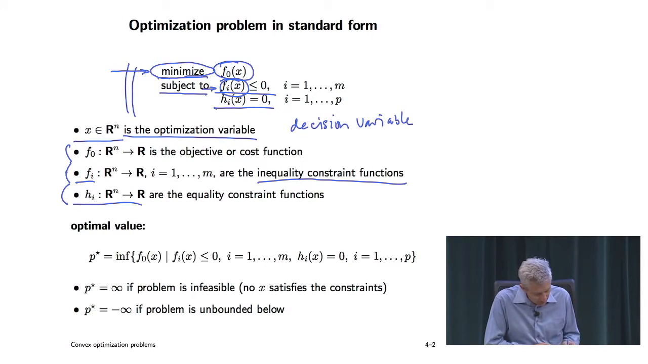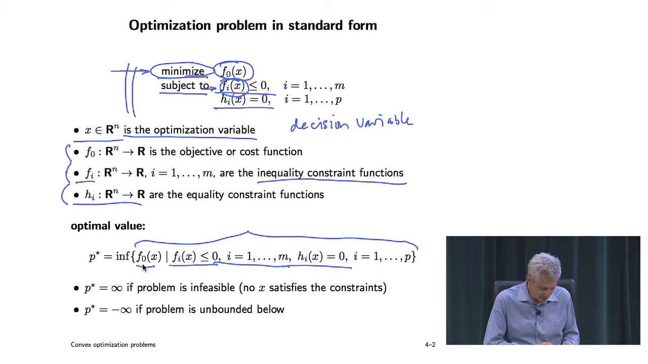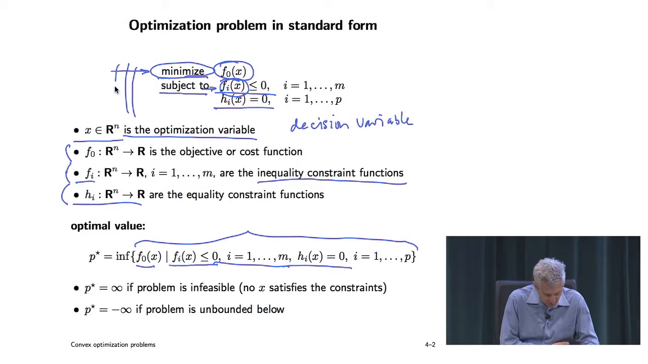Okay. Now, the set of x for which fi of x is less than or equal to 0 for all of them, and for which hi of x is equal to 0 for all of them, such points are called feasible. That's called the feasible set. And on the feasible set, you evaluate the objective. This is a set of numbers, right? It's the objective values for all x which are feasible, and the infimum of that set of numbers, that's like the minimum, that's called p star, and that's the optimal value of this optimization problem.